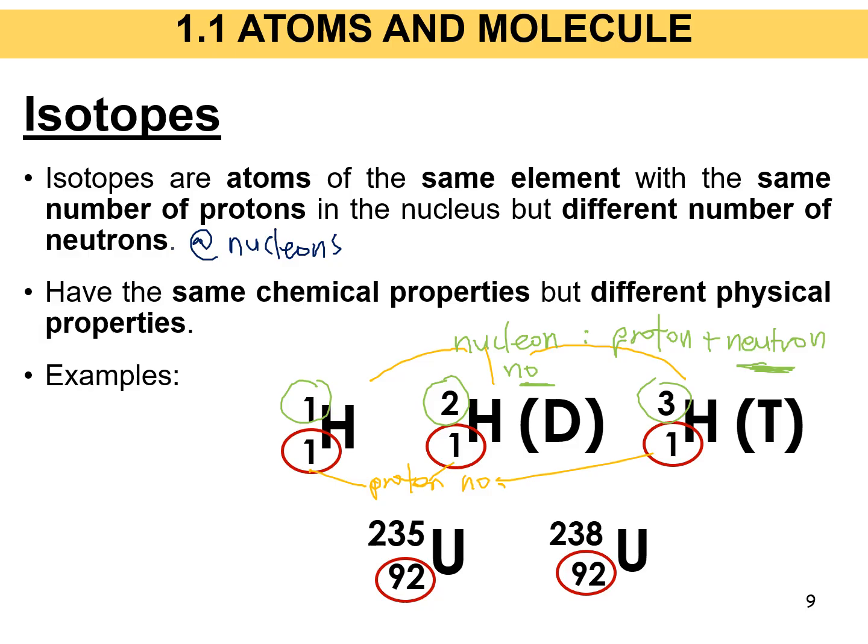Uranium, there are atoms from the same element, same number of proton. Proton number diorang sama. Tetapi mereka punya nuclear number berbeza. Okay, nuclear number different. So that's why lah uranium pun ada 2 isotopes juga.